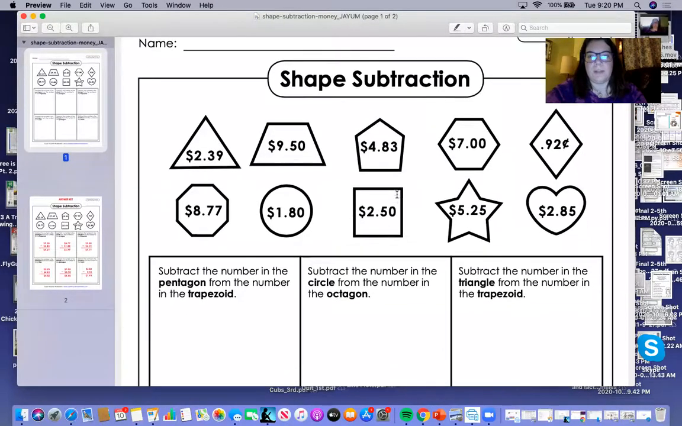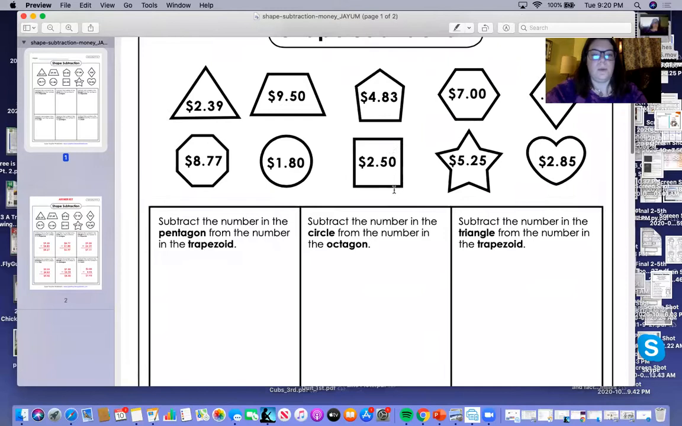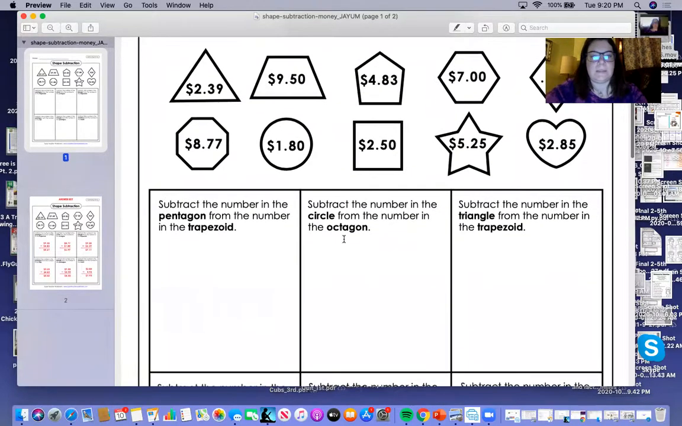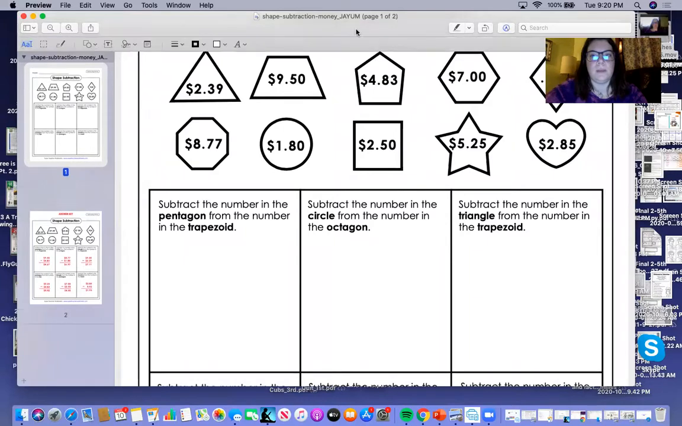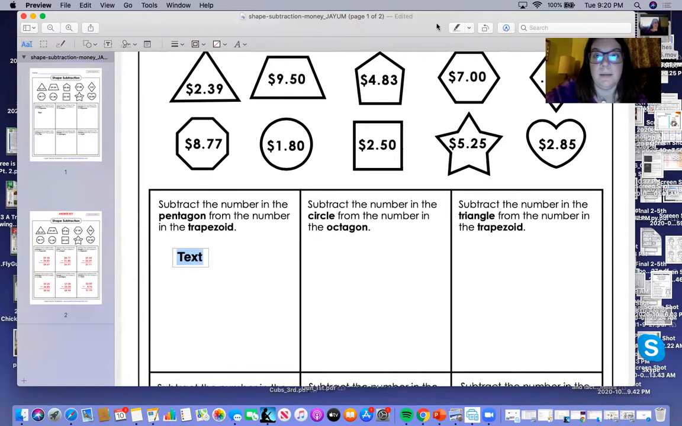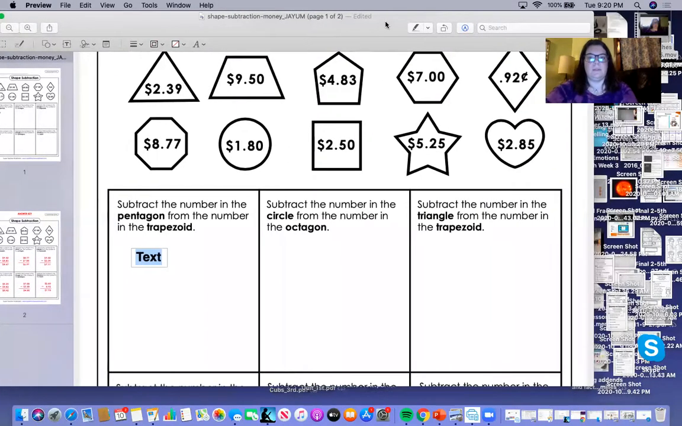Okay, so I've got just this little fun sheet here where they're saying subtract this from this. So in the first box here, it says subtract the number in the pentagon from the number in the trapezoid. So this is great. It's a little shape review too. So the number in the trapezoid is here. We've got $9.50. You can see everything here. I don't need to put my dollar sign. So I've got $9.50. And I'm going to subtract the number in the pentagon, which is 483.